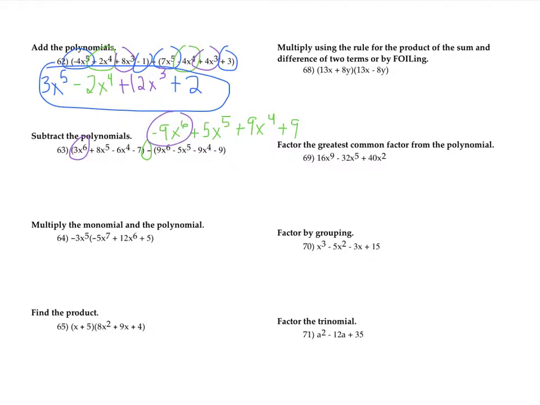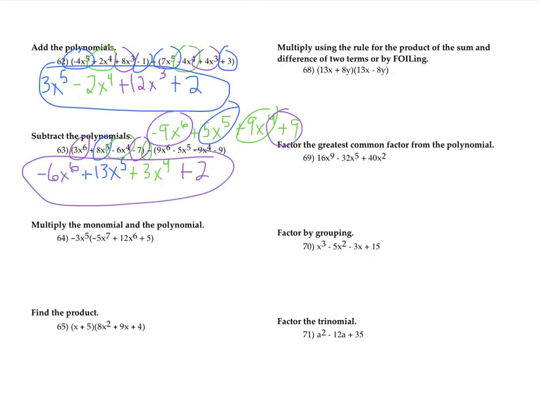So 3x to the 6th plus a negative 9x to the 6th is negative 6x to the 6th. 8x to the 5th plus 5x to the 5th is 13x to the 5th. Negative 6x to the 4th plus 9x to the 4th is 3x to the 4th. Negative 7 minus 9, negative 7 plus 9 is plus 2. I almost went back to my original problem. That's like rookie mistake number 1. So don't let that happen to you. That's our answer.